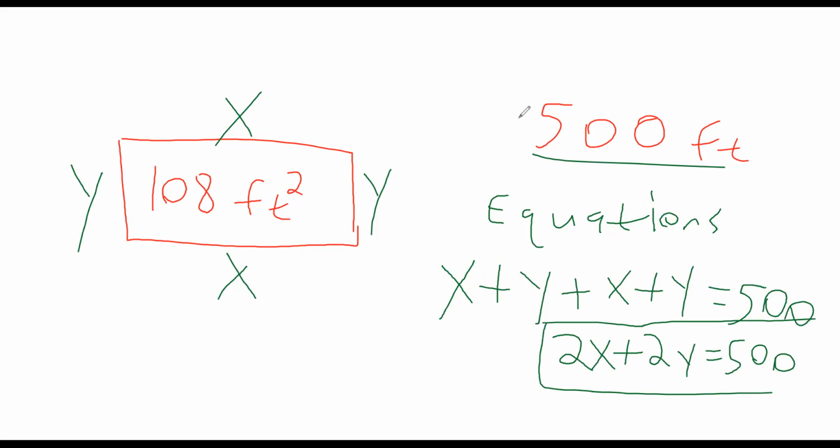What's another equation just using the information on the board that I can set up here? Not quite x squared, but you're on the right track. The area of the rectangle has to be 108, right? The area is found by multiplying the length by the width, and you don't need to do it twice or anything. So x times y is supposed to equal what? 108.